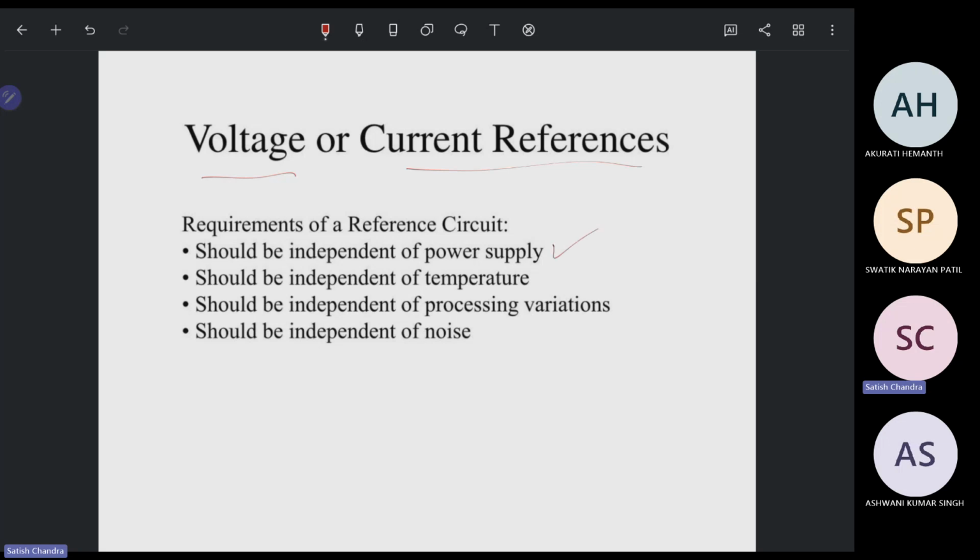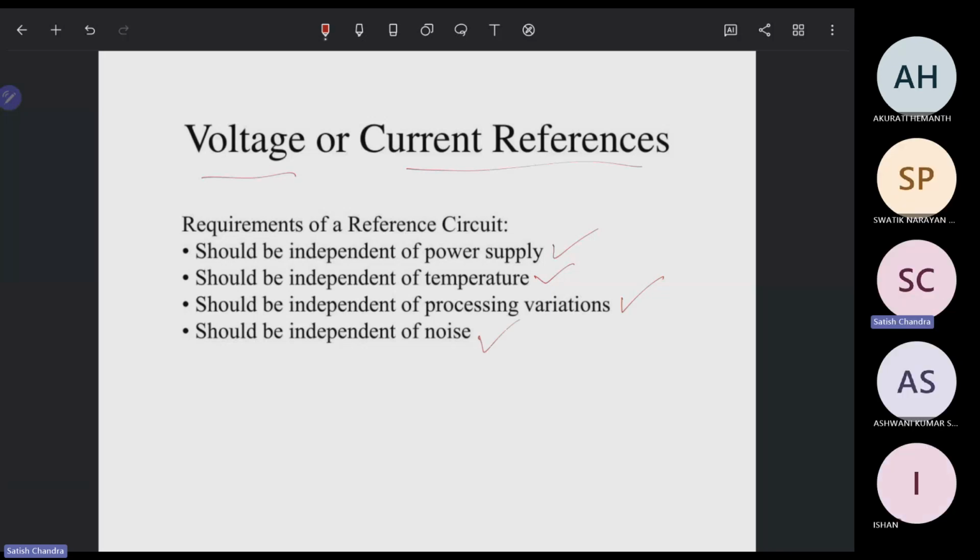That is the first requirement, and it should be independent of the temperature. It means if the temperature increases or decreases, the reference should not change, and it should be independent of process variation. Process variation means process parameters like beta and IBO. These things it should not depend on. And the last one is that it should be independent of the noise.